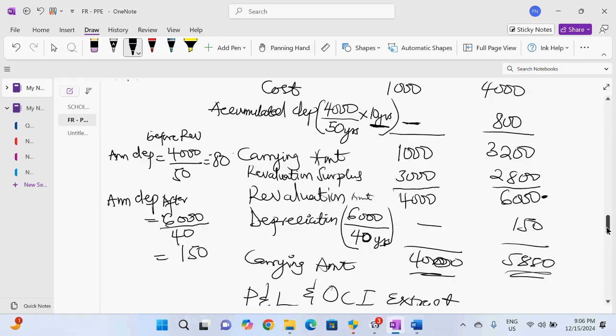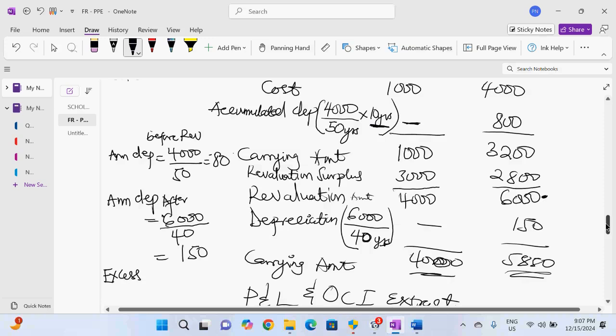Someone, why is anyone not asking me why I didn't do it for the land and building? Let's do the annual depreciation before and after, right? Can we do land before and after for annual depreciation? No, because land does not depreciate. Therefore, we are not supposed to.